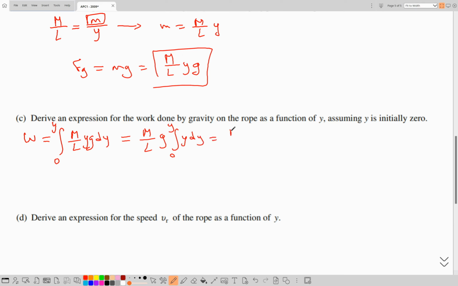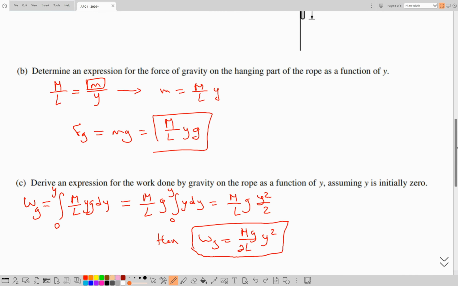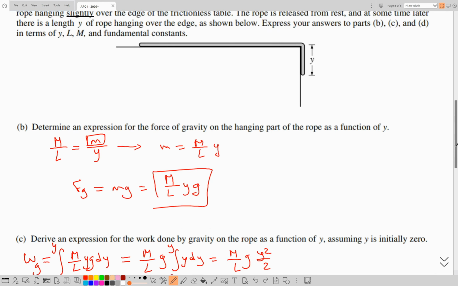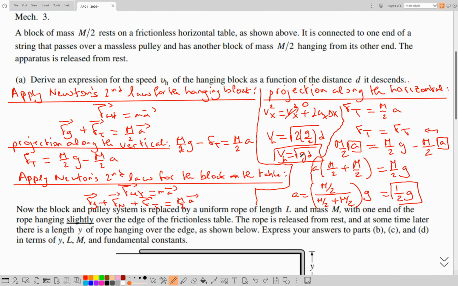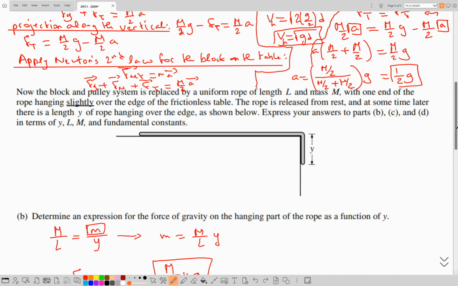A linear integral would give us a quadratic. Then in this case, the work done by gravity would be given by m over l to lg multiplied by y square. Now before proceeding to the other part, whenever we're talking about work done by force, this can be related, since in the first part A we have found speed, and here we have replaced our system by rope.